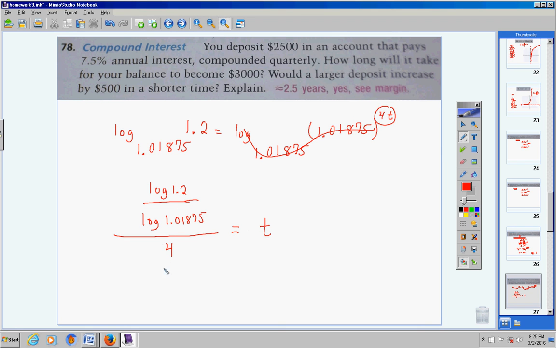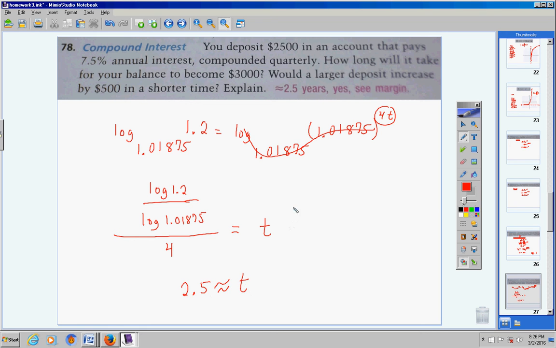So with my calculator, I'm going to type in logarithm of 1.2, enter, divided by logarithm of 1.01875, enter, then divided by 4, enter. And I'm going to get this right here. 2.45, or 2.5 rounded. So it's going to take approximately 2.5 years.